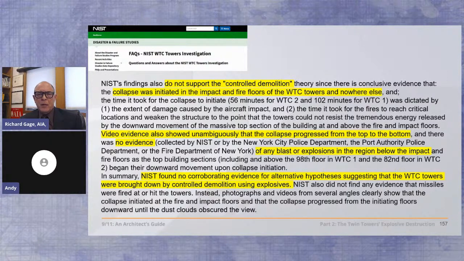Video evidence also showed unambiguously that the collapse progressed from the top to the bottom. There's no evidence of any blast or explosions in the region below the impact.